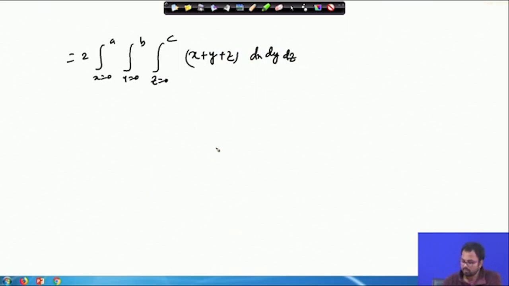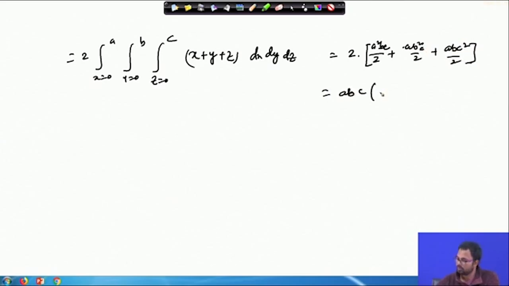And then we integrate first with respect to x, then with respect to y and then with respect to z. It is a fairly easy thing to do and therefore, this will ultimately give you 2 times a square b by 2, a b square by 2 plus, basically, a b square c and then a b c square by 2. So, the 2 and 2 will get cancelled and therefore, we will obtain abc times (a plus b plus c). So, this is the required volume integral.